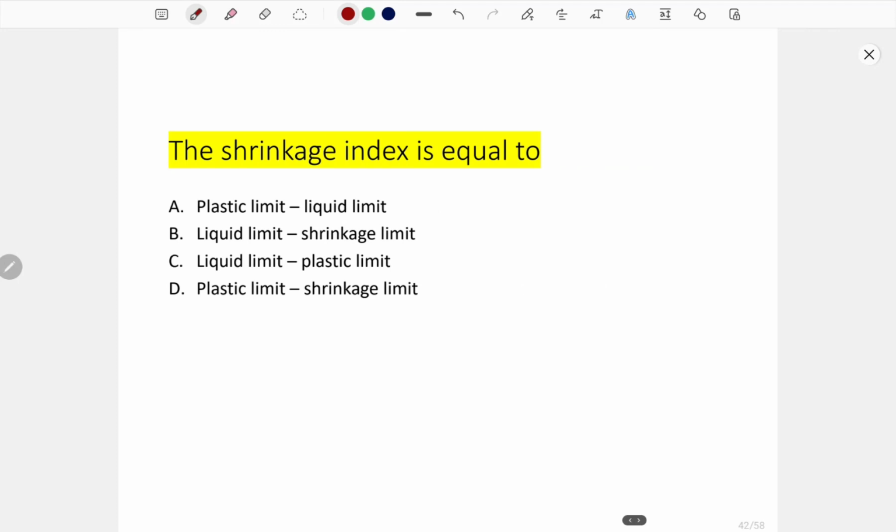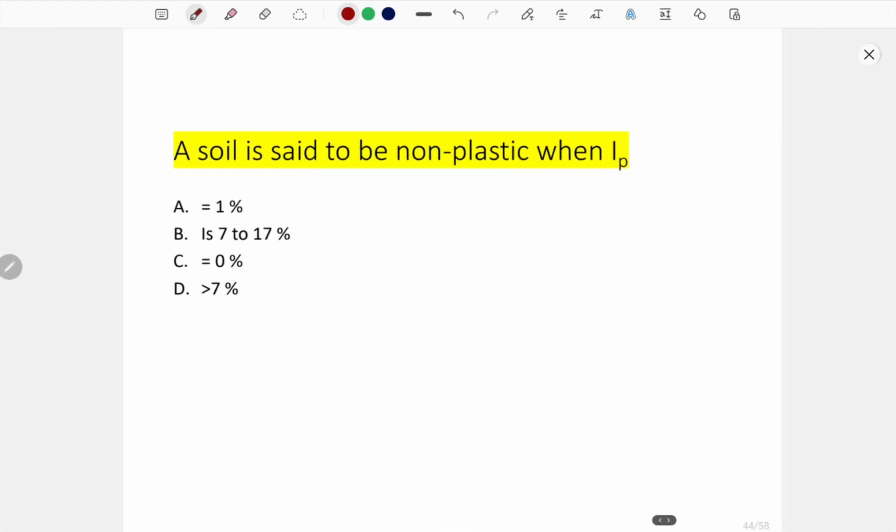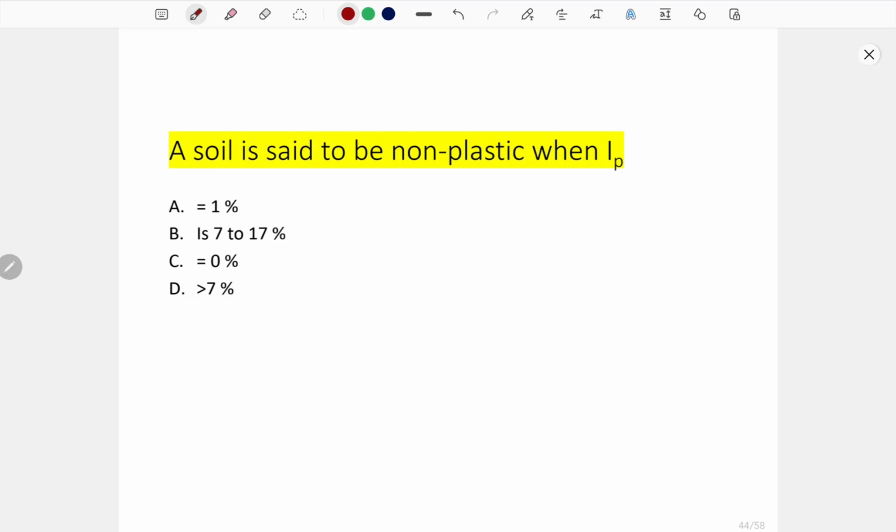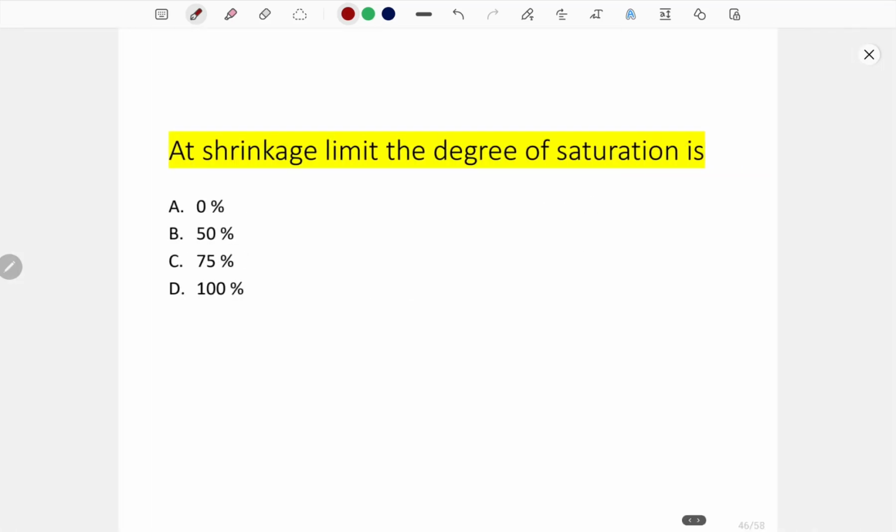The shrinkage index is equal to, so we need to identify which one represents the shrinkage index. So basically plastic limit minus shrinkage limit is known as the shrinkage index, so D will be our right answer. A soil is said to be non-plastic when IP, so when IP is equal to 0%, then we can say that the soil is a non-plastic one. At the shrinkage limit, the degree of saturation is, so at the shrinkage limit we know that the degree of saturation is 100%, or the value of SR we can take as 1. So D will be our right answer.